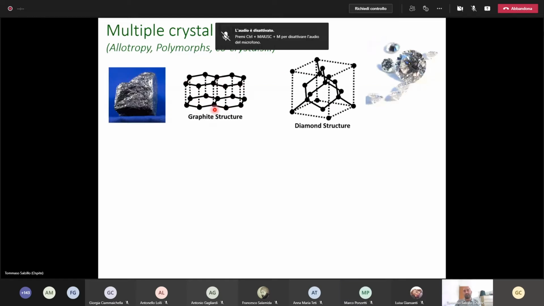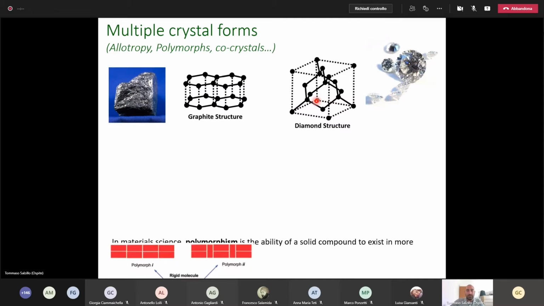It can crystallize as graphite, which is a very soft material, with very low cost. And then it can crystallize as diamond. I think everybody knows about diamond. It's an amazing material, and it is the hardest material in the world, apart from also being one of the most expensive.